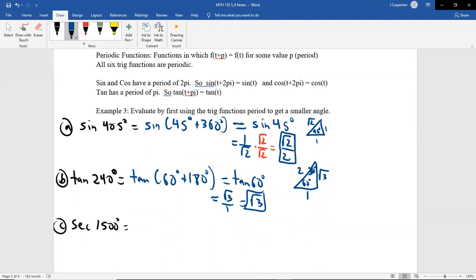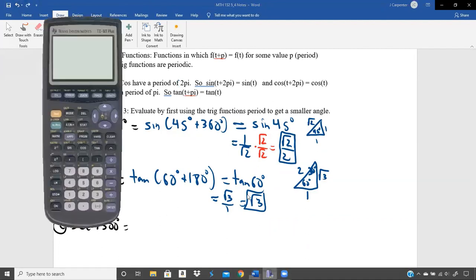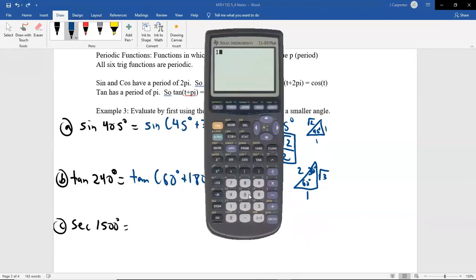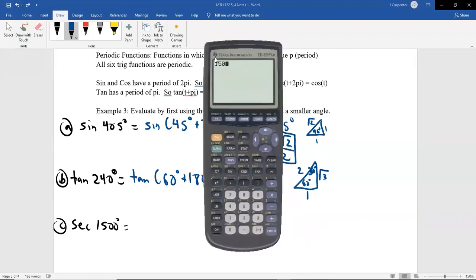Sorry, distraction. Now, secant is the reciprocal of cosine. Cosine has a period of 2 pi or 360 degrees. There's a bunch of 360 degrees in here though, so you would need to figure out how many 360s there are, and you can just quickly pull up a calculator. I mean, you should be able to do that in pencil and paper too. All right, 1500, minus 360, that's one of them.